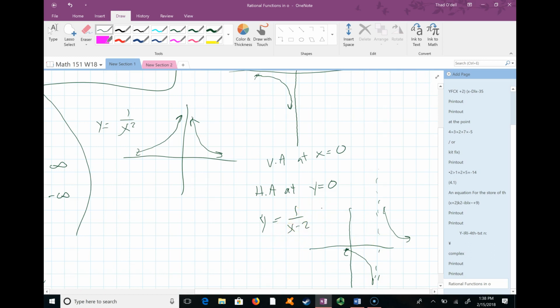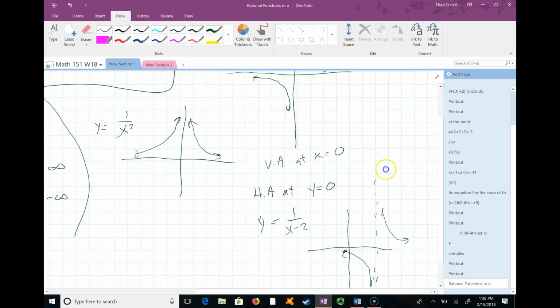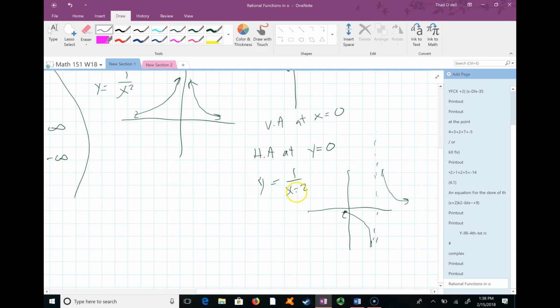You see that? See, the roots of the bottom up here are 0. The roots of the bottom down here are 2. So the root of the bottom is telling me where the asymptote is, because it's causing me to divide by 0. If I have a 0 on the bottom of a fraction, I'm going to divide by 0, which gives me undefined, which is going to produce an asymptote, potentially. Okay, so that's the two concepts we need to understand.